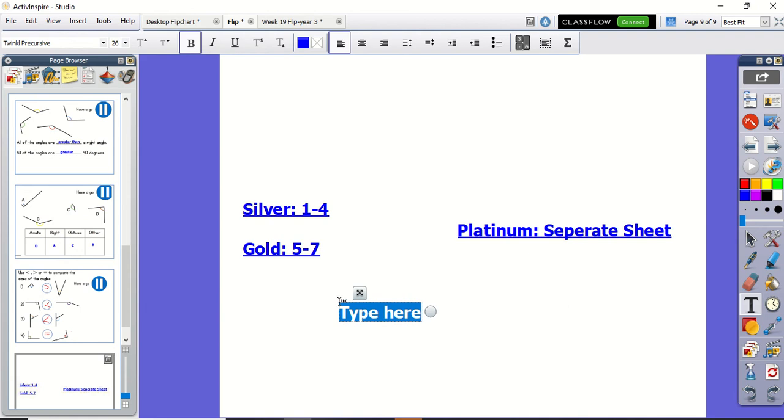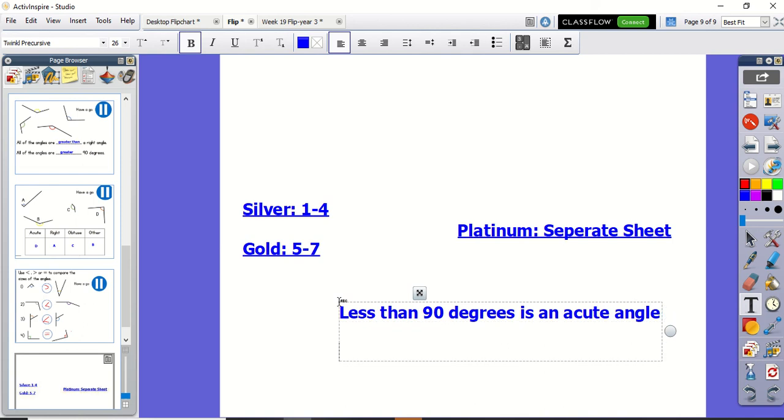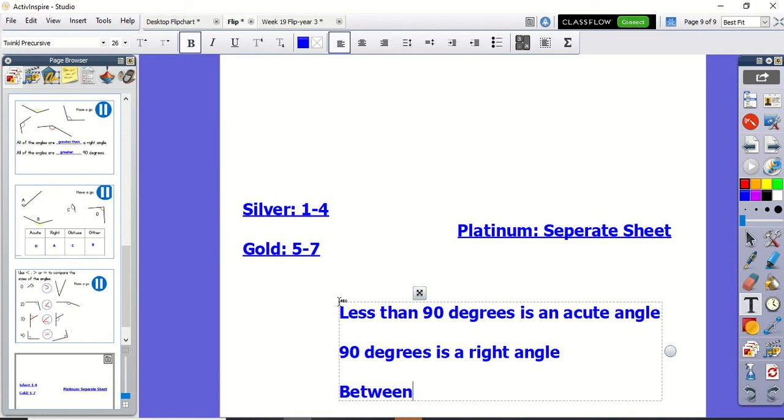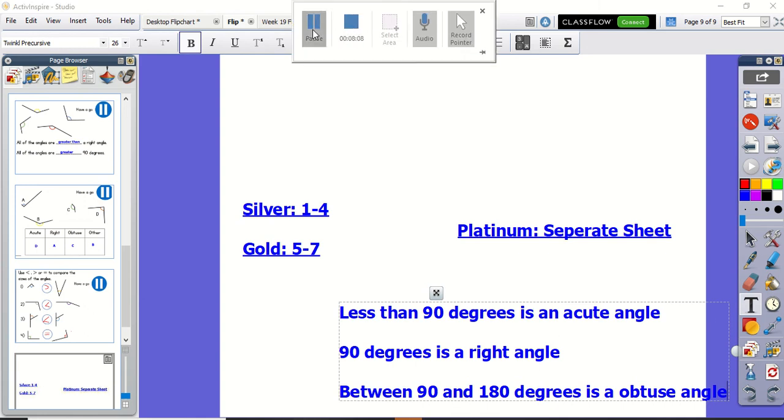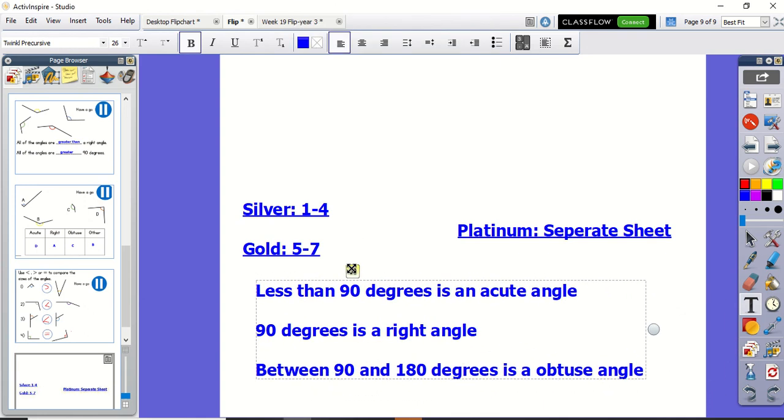I'm also going to write here to help remind you that less than 90 degrees is an acute angle. 90 degrees is a right angle. And between 90 and 180 degrees is an obtuse angle. Okay, so I'm going to leave that on there for you, so you've got a little reminder.